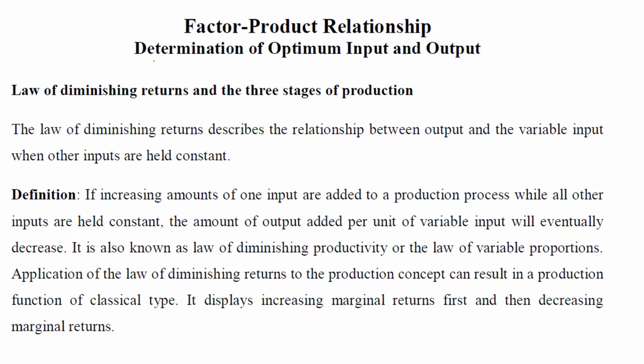In this we'll discuss the determination of optimum input use and optimum output to produce. So here both the optimum level of input we have to use, and through that level, the optimum level of output produced. These are the two parts which will be highlighted in the factor-product relationship. Now, the first important thing to know in the factor-product relationship is the law of diminishing returns and the three stages of production.